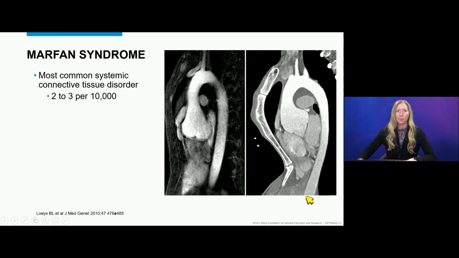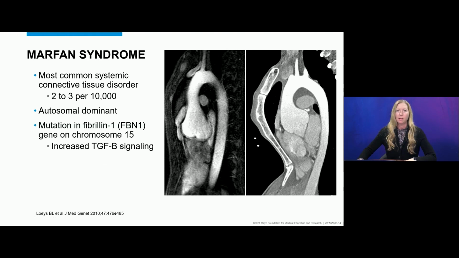So Marfan syndrome is the most common systemic connective tissue disorder that we see with a prevalence of about 2 to 3 per 10,000. It's an autosomal dominant disorder like all of the genetically driven aortic diseases. It's due to a mutation in the fibrillin-1 gene on chromosome 15, and this mutation causes increased TGF-beta signaling, which leads to weakness in the wall of the aorta.